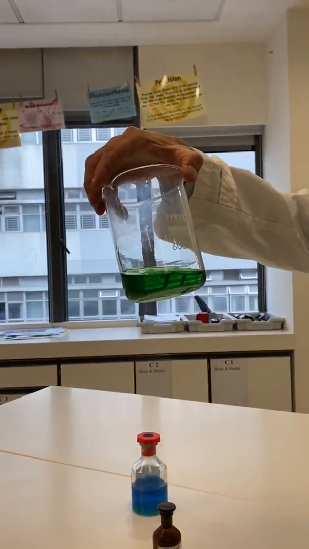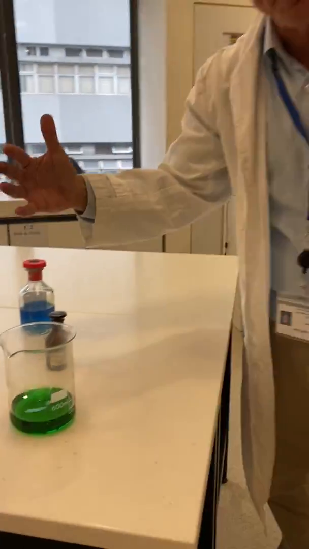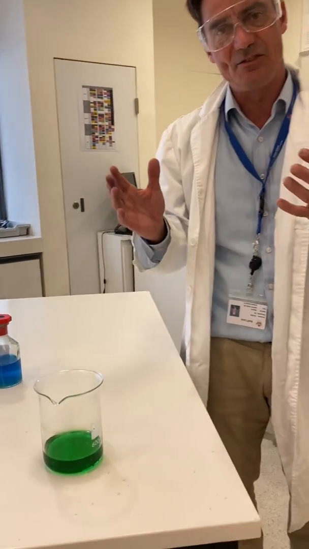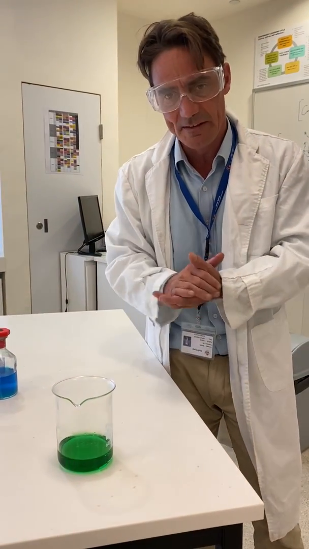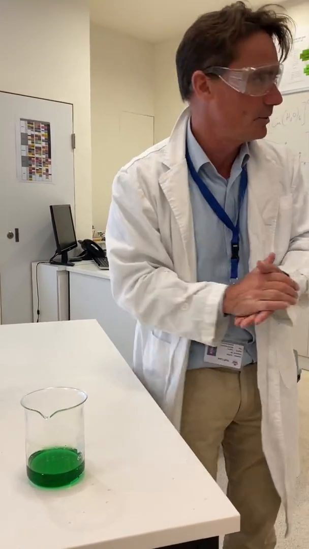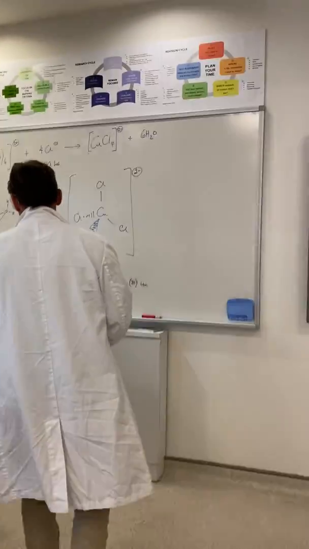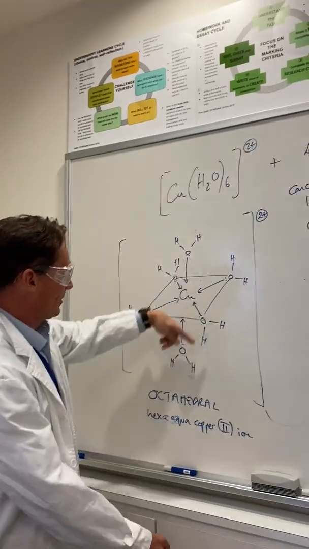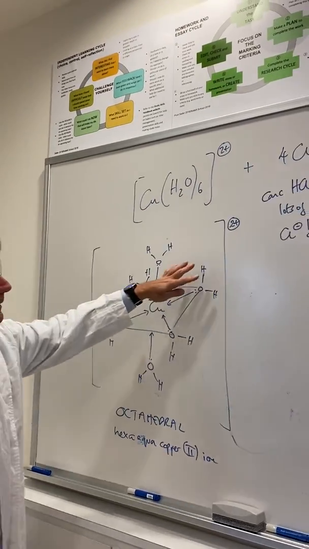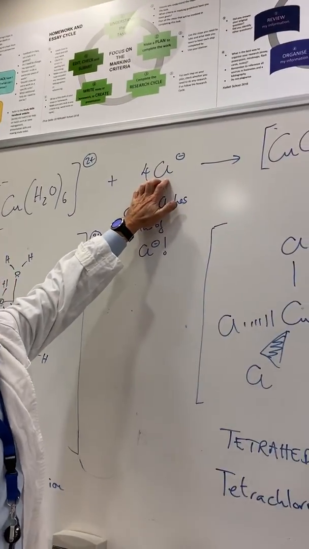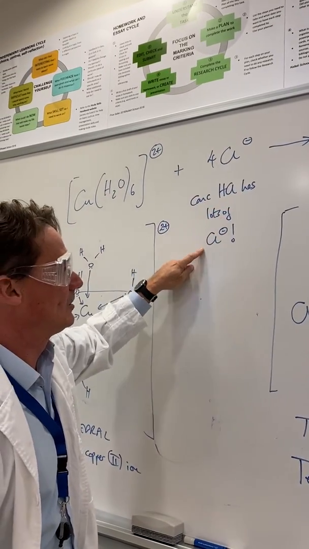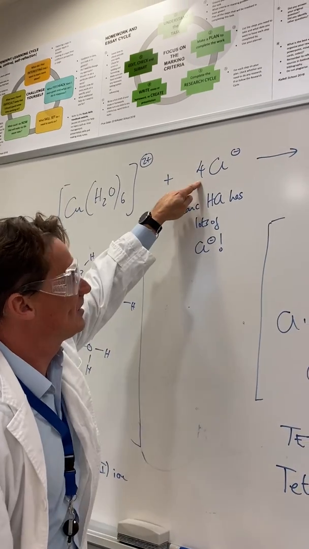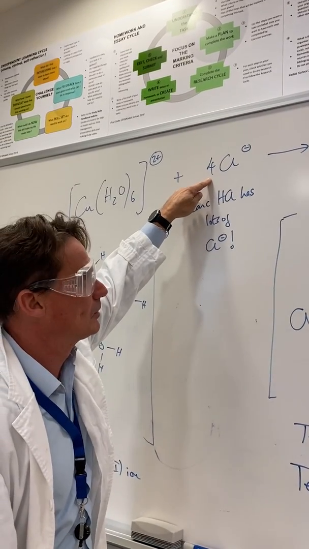So what's happened there? Is this some sort of redox reaction we've got going on here? No. All we've got going on here is a change of ligand. This is called ligand substitution. Let me explain on the board here what's happened. We started with our hexaaquo copper 2 ion, which I've drawn out again here, and we've added lots and lots of chloride ions. The conc-HCl has lots of chloride ions because it's a strong acid, so it completely dissociates. Notice I'm not bothering with the H+, I'm just talking about the chloride ions here.